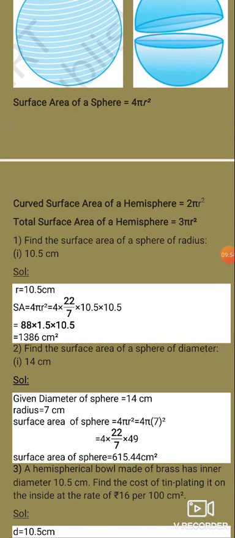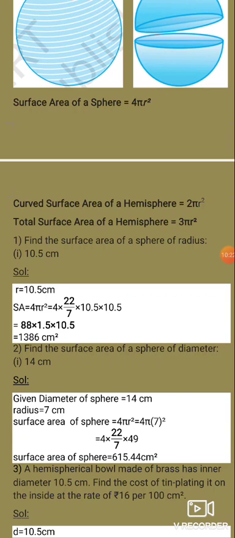Now the next question: find the surface area of the sphere of diameter 14 centimeter. Diameter is 14 centimeter. We can find the radius first. So what is the surface area of the sphere? 4 pi r square. So 4 pi into 7, radius is 7. Now 4 into 22 by 7 into 49. So when you cancel 49 and 7 times, after that you can multiply it.